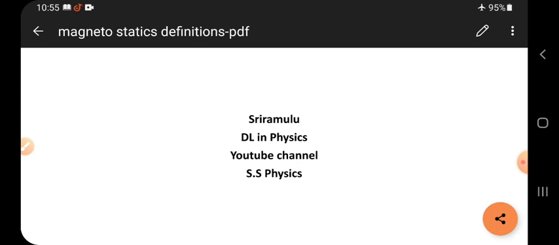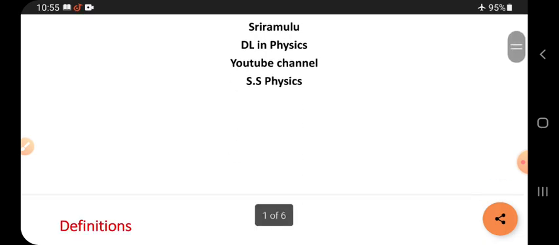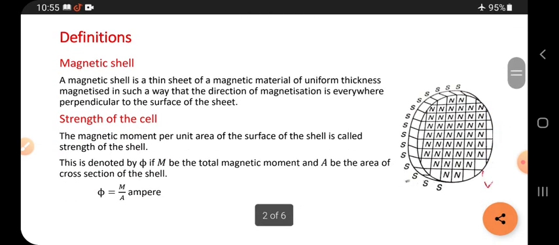So today's topic is from magnetostatics. There are only definitions in this PPT.